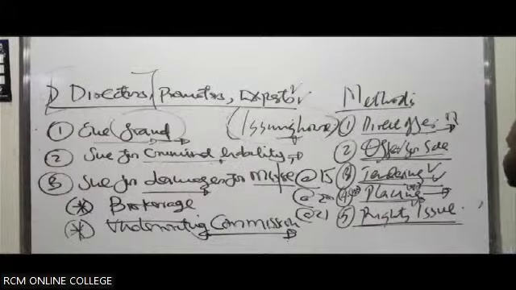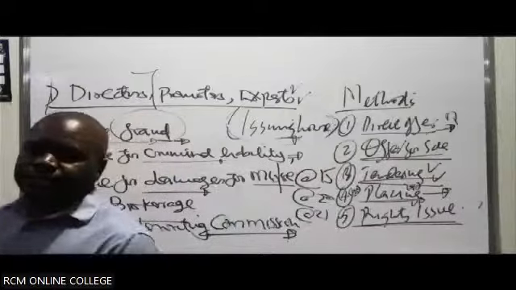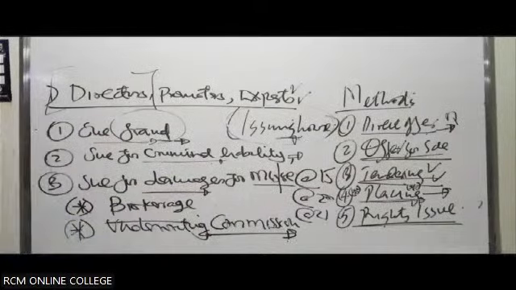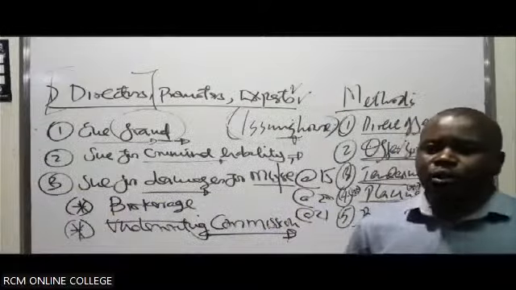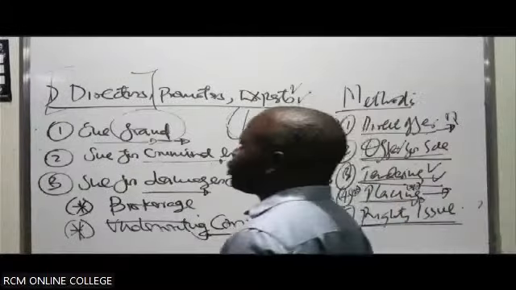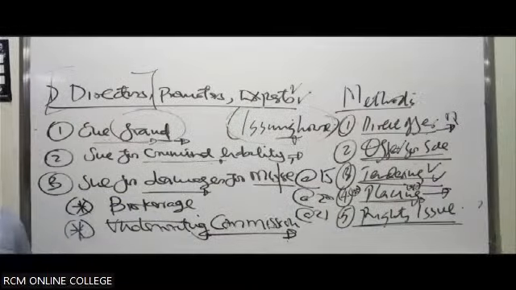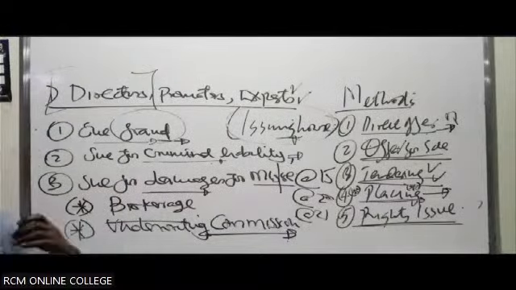Then rights issue. What happens under a rights issue? The company goes for what we call internal marketing. Internal marketing in the sense that they don't invite any outsider, but they convince the already existing shareholders to buy extra or more shares in the company in proportion to their existing shareholding. We call it a rights issue. So they don't go out and throw a prospectus out there.